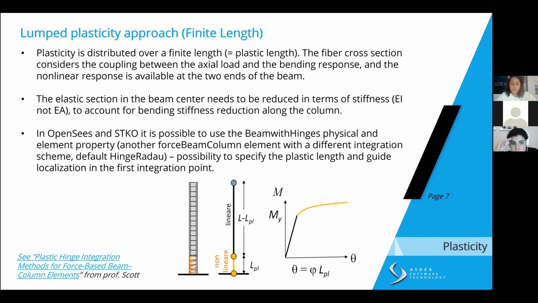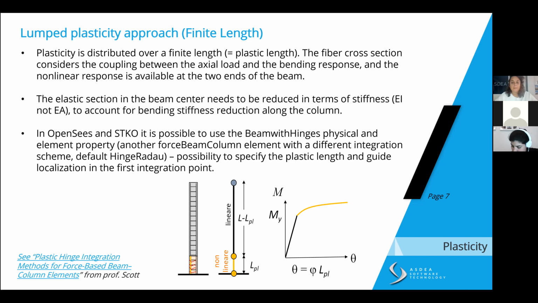A beam with hinges element property is nothing other than a force beam column element with a different integration scheme. So you can choose among the ones that are available, and there's a lot of literature. You can go read about how and why, for example, the Gauss-Radau integration scheme can be useful. In this case, it's quite used because you can specify the length of the plastic hinge, and that will guide the localization on the first integration point. So you will have the result exactly where you think the localization will happen. It's going to be a result at an integration point and not along the element, which is less exact.